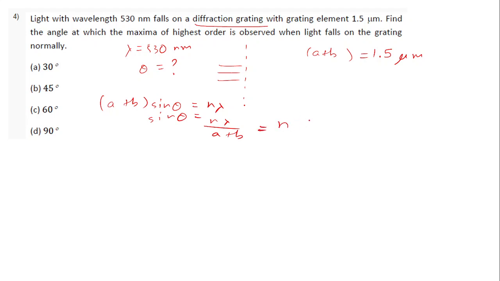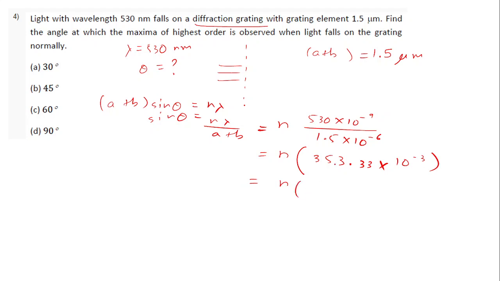Now lambda is 530 nanometer, that is 10 to the power minus 9 meters. A plus b is 1.5 micrometer, meaning 10 to the power minus 6 meters. Both are in meters, so the units will cancel. So from this we will get n times 530 divided by 1.5, which is 353.33, and the exponents minus 9 plus 6 give 10 to the power minus 3. So this will be n times 0.353.